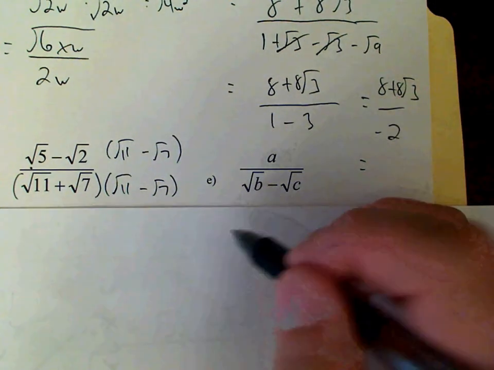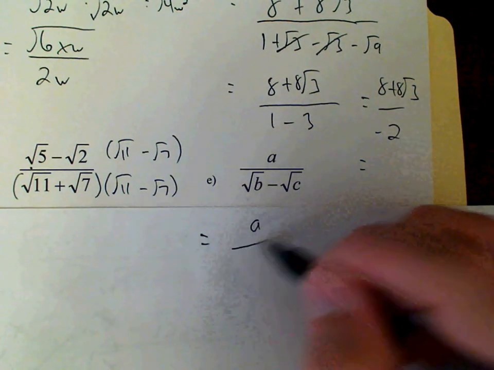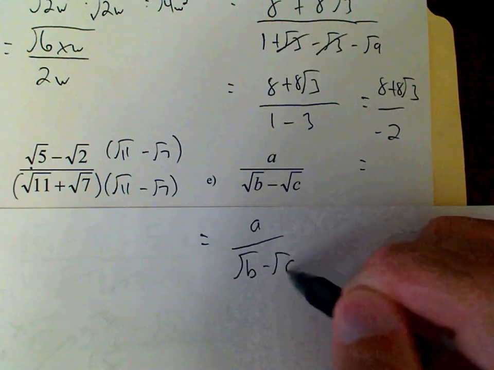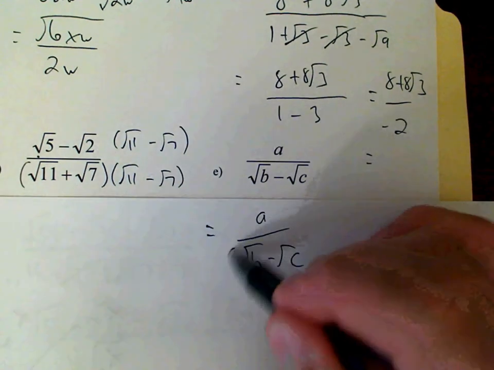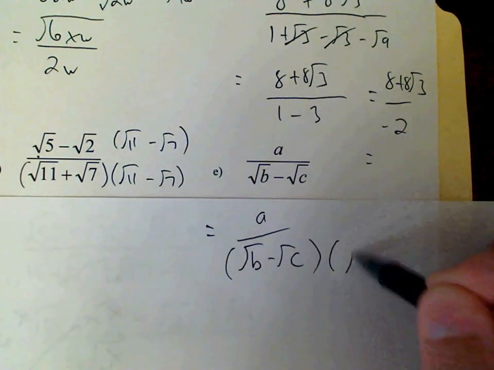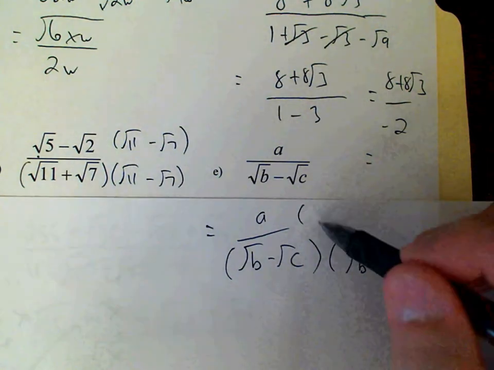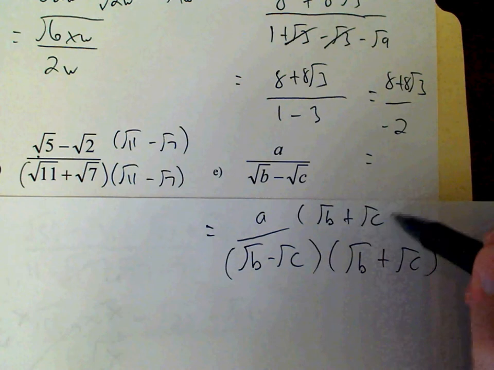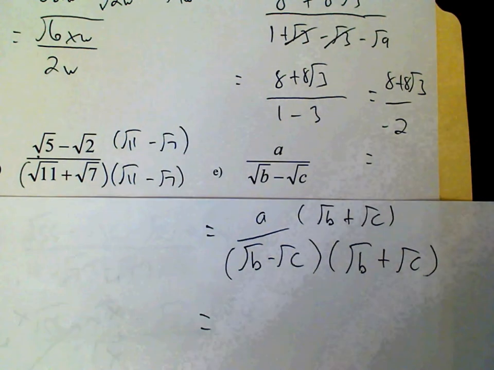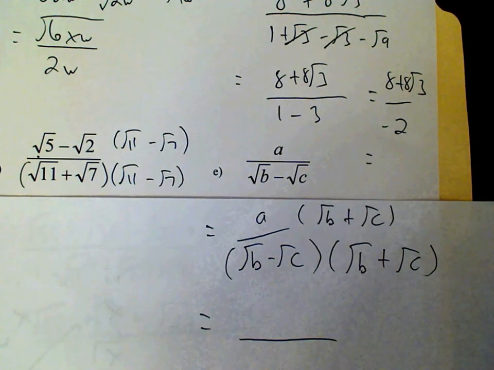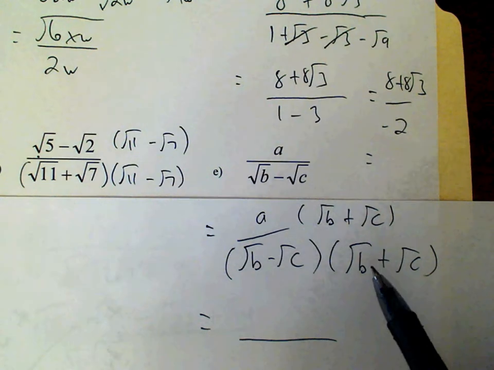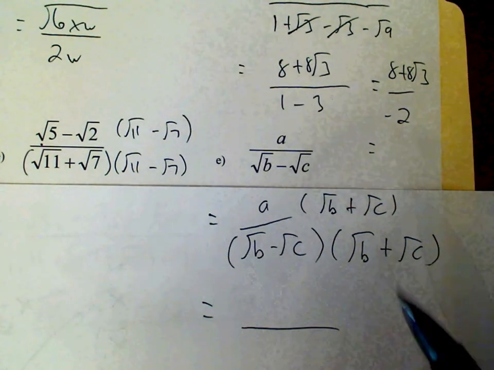A over square root of b minus square root of c. Once again, we're going to multiply by the conjugate of the denominator, which is the square root of b plus the square root of c. And once you do the bottom, you do it to the top. I'm going to use this one to show you some major shortcuts. Anytime you multiply by the conjugate, all you're really doing is taking the square root of b times the square root of b, the first terms, and you get b.